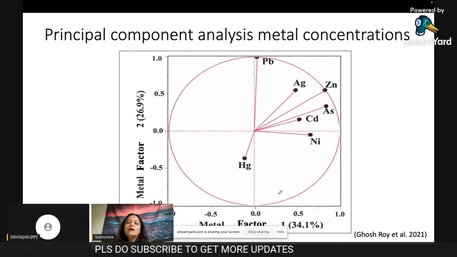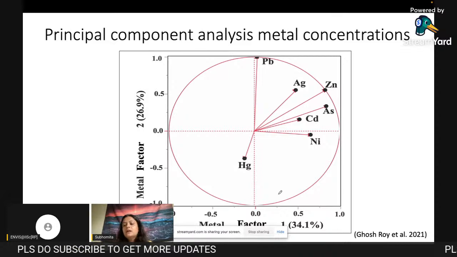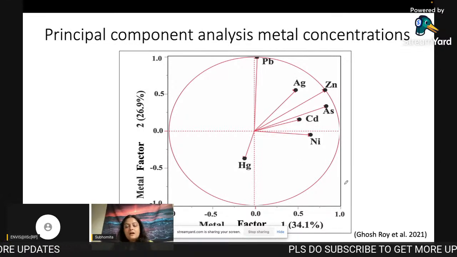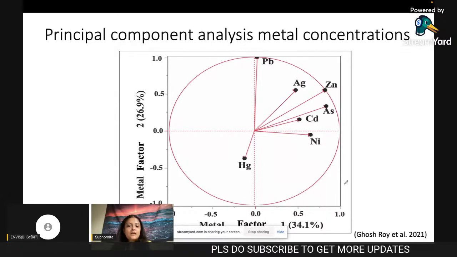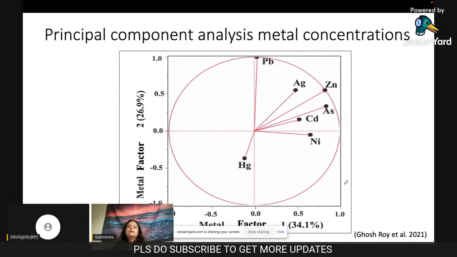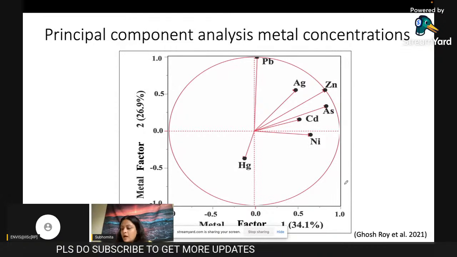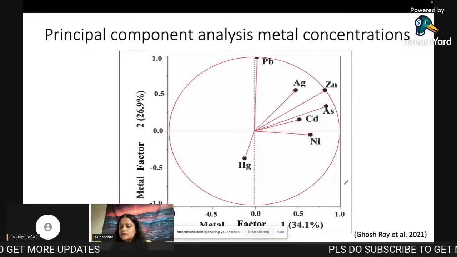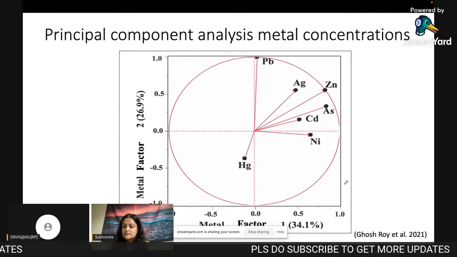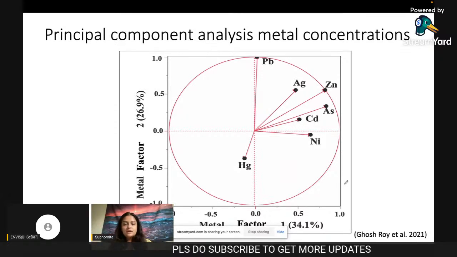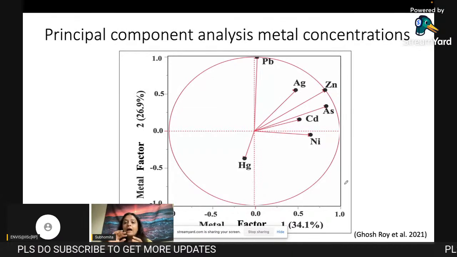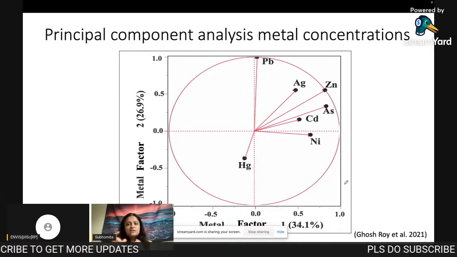That means that these nutrients are working or interacting differently even with these plant parts. So these are the metals that we found in the sediments: Ag, Zn, arsenic, cadmium, nickel, lead, and mercury. Then we ran a principal component analysis on them. Principal component analysis is a statistical tool that summarizes a large amount of information and groups it into smaller data sets, provided that they are closely related to each other.